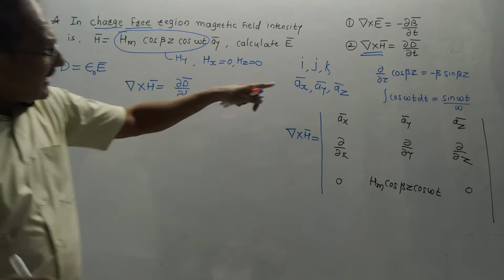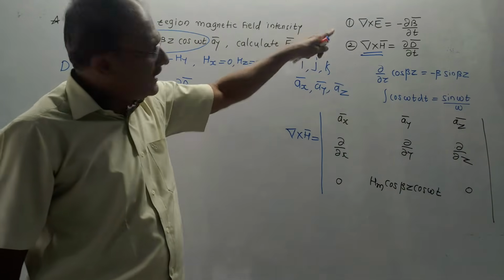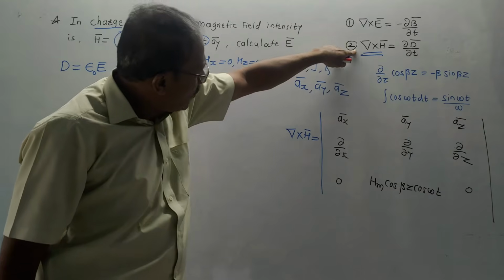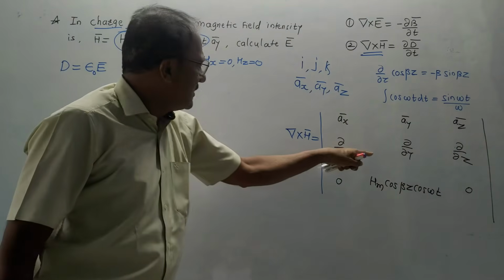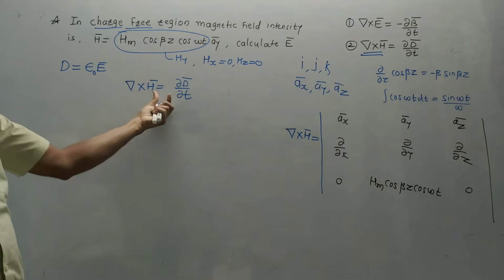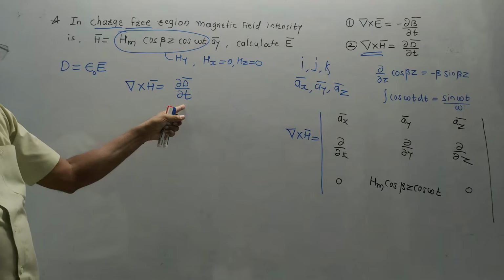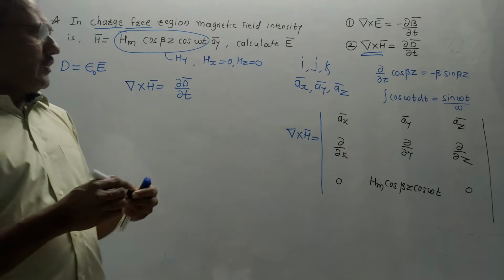What I did: first I selected equation number 2. Why? Because H bar is given. As I said, only consider the LHS. So I am writing the LHS in determinant form. I got this equation. Look at the formula of Maxwell's equation. This LHS is equal to ∂D bar by ∂t. Now I need to solve this determinant. I hope you are aware of solving this determinant.